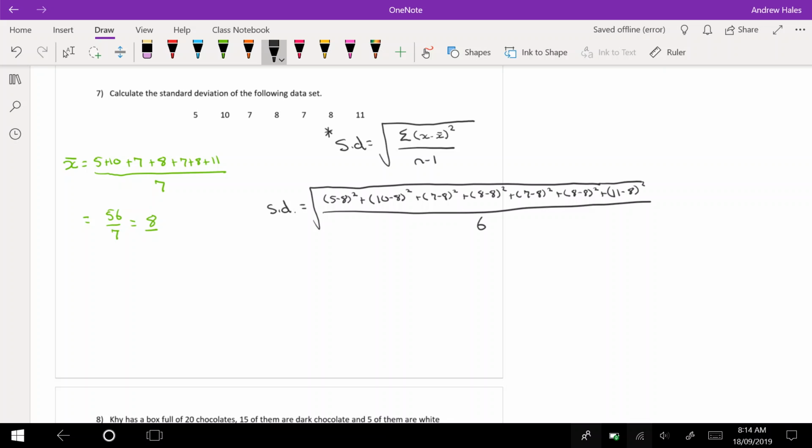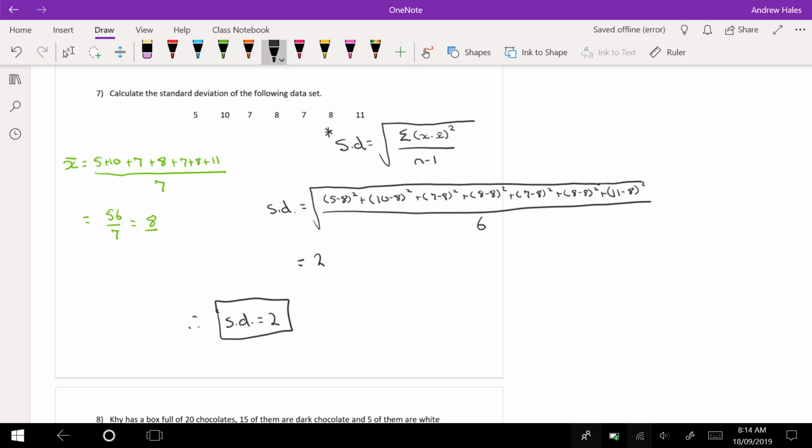Now, I didn't order this from lowest to highest. It doesn't matter with standard deviation. Since addition is commutative, it doesn't matter what way I do it. Since I'm just adding these numbers together, it doesn't matter what order you put your data entries in. You're all going to get to the same sum at the end. And my standard deviation after all that is just equal to 2. So therefore, the standard deviation is equal to 2.